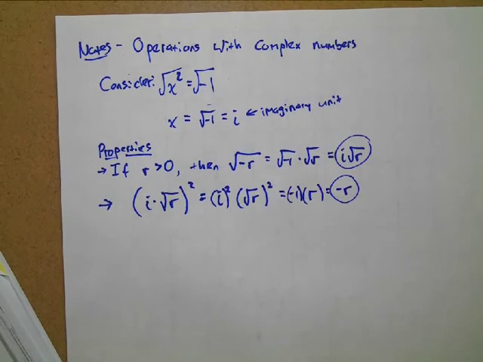So i squared is equal to -1. Right? i squared is -1. All right. Questions on any of that?